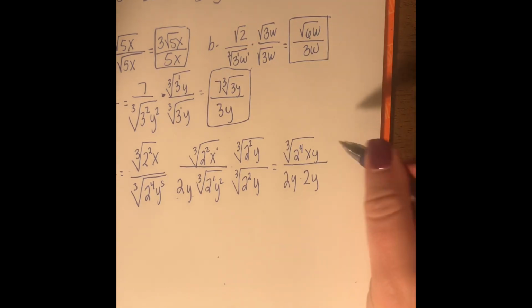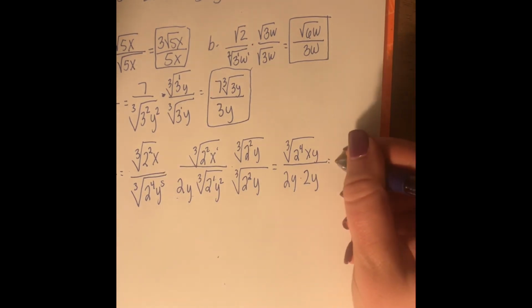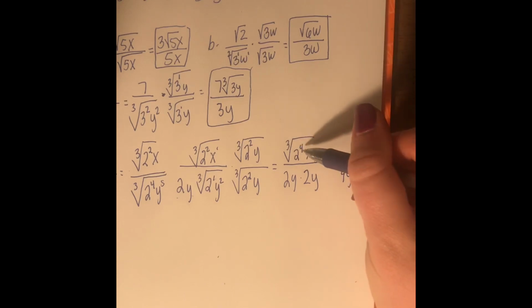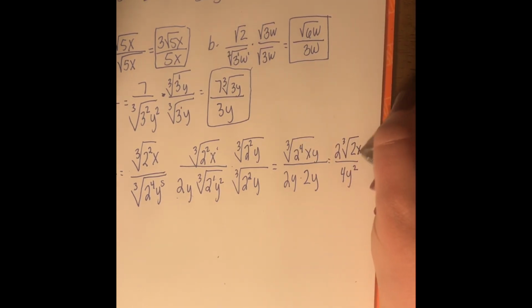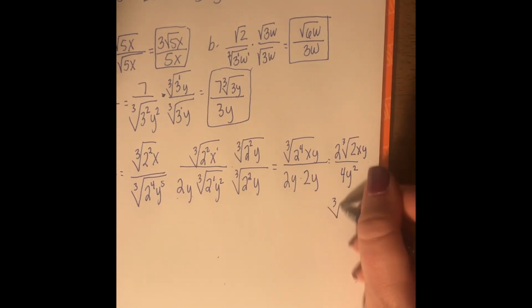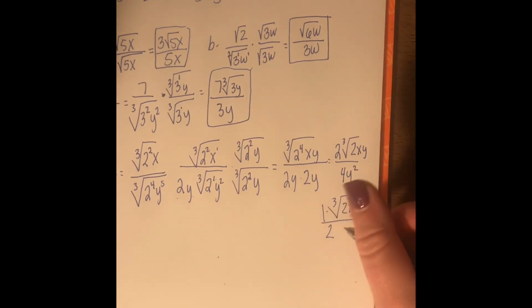Cool. Almost done simplifying. Let's see how I'm doing on space. Okay, good. The denominator is 4y squared. And again, I can take out a group of 2, cubed root of 2xy. 2 over 4 simplifies to 1/2. So you can have that 1 there, or you don't need it. You can see the 1/2 y squared.